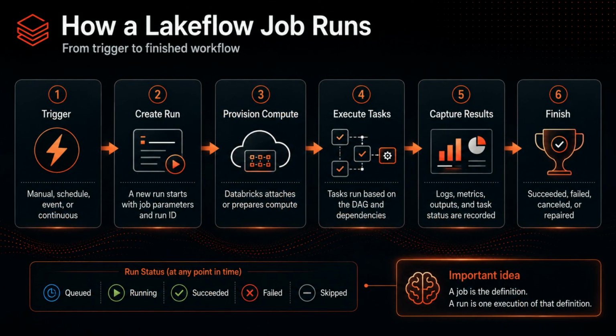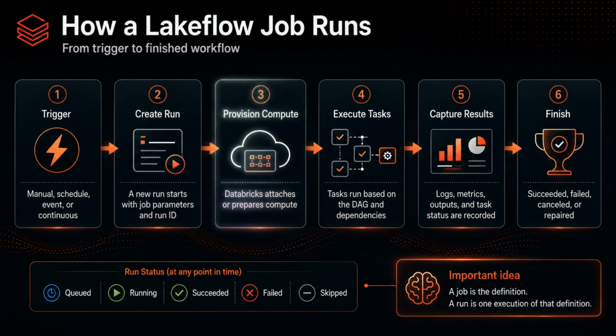This slide shows what happens when a Lakeflow job runs. First, the job starts from a trigger. That trigger can be manual, scheduled, event-based, or continuous. Then Databricks creates a new run. A run is one execution of the job definition, usually with its own run ID and parameters.